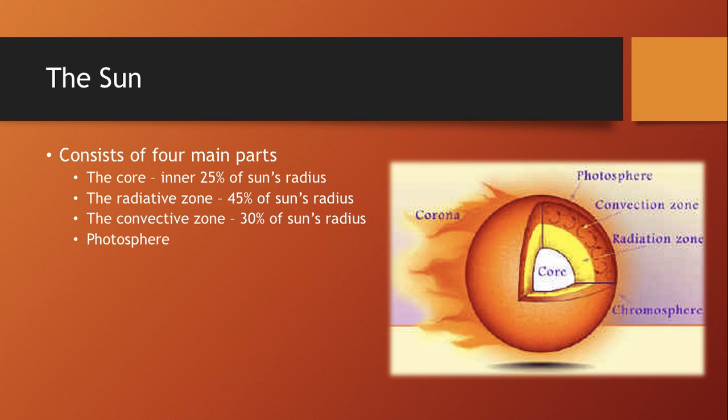So the sun consists of four main parts that are really important in the creation of heat and light. You have the core, which is the inner 25% of the sun's radius, which you can see in the picture shown beside the slide. You have the radiative zone, which is 45% of the sun's radius, and you have the convective zone, which is 30% of the sun's radius, both of which are pictured in this picture that I have here. And you also have the photosphere.